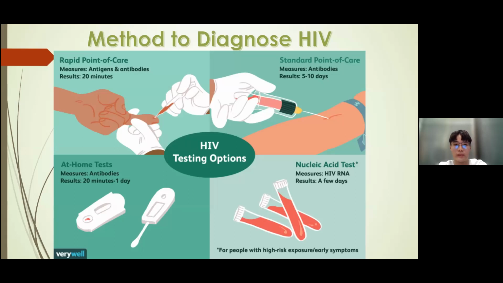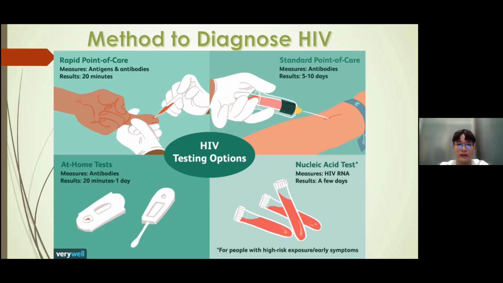And now I'm going to explain about methods to diagnose HIV. There are 4 methods, and the first one is rapid point of care. This method measures the HIV antigen and also HIV antibodies. This test can deliver a preliminary result in around 20 minutes. This may require a blood drop from someone's finger, an oral swab from our gums, or a sample of urine.